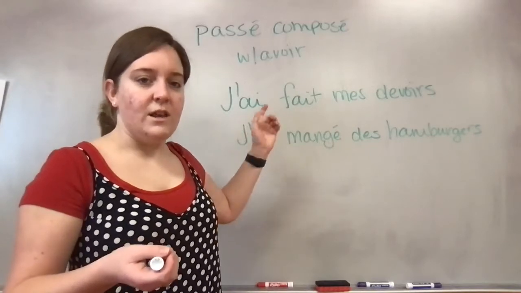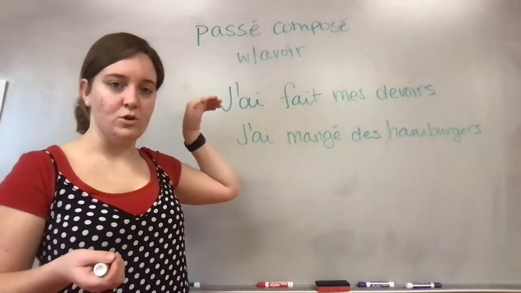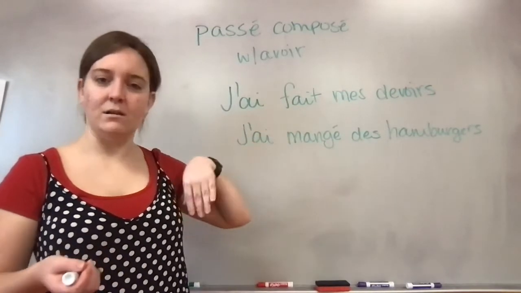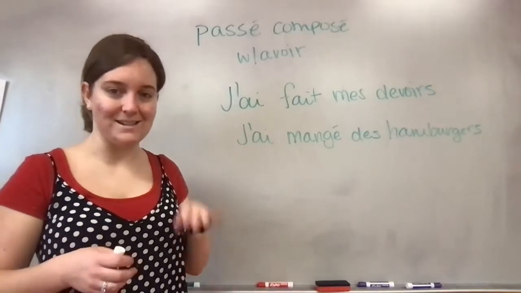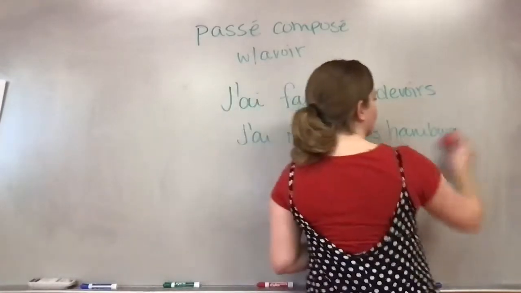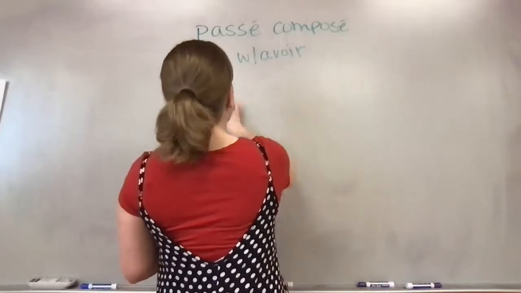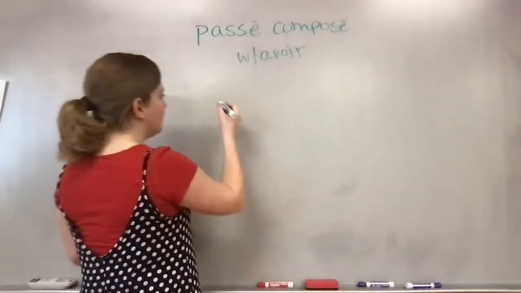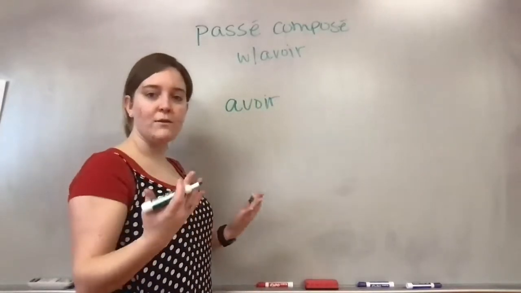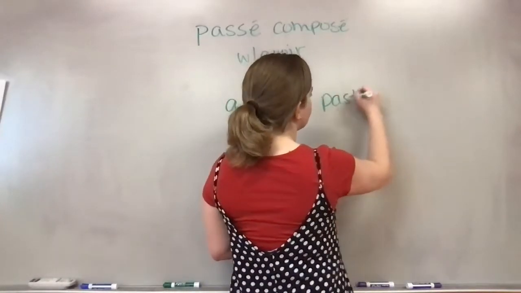And then you have, of course, whatever the rest of the sentence is of the thing that you did. So, j'ai fait mes devoirs, I did my homework. J'ai mangé des hamburgers, I ate hamburgers. These are both in the past tense. Okay, so in order to form the passé composé, you might have already seen, we need two things. We need our verb avoir, conjugated for whatever subject we have, and we need our past participle.